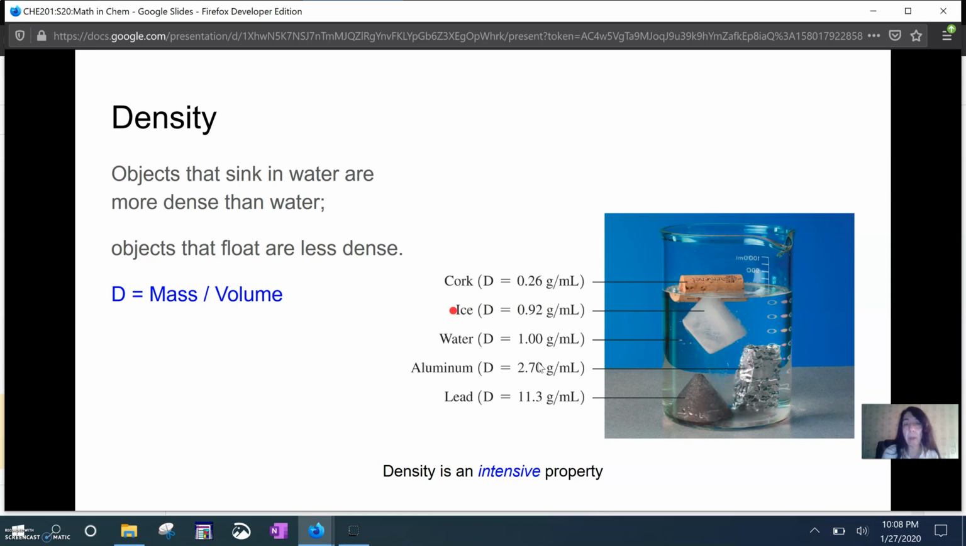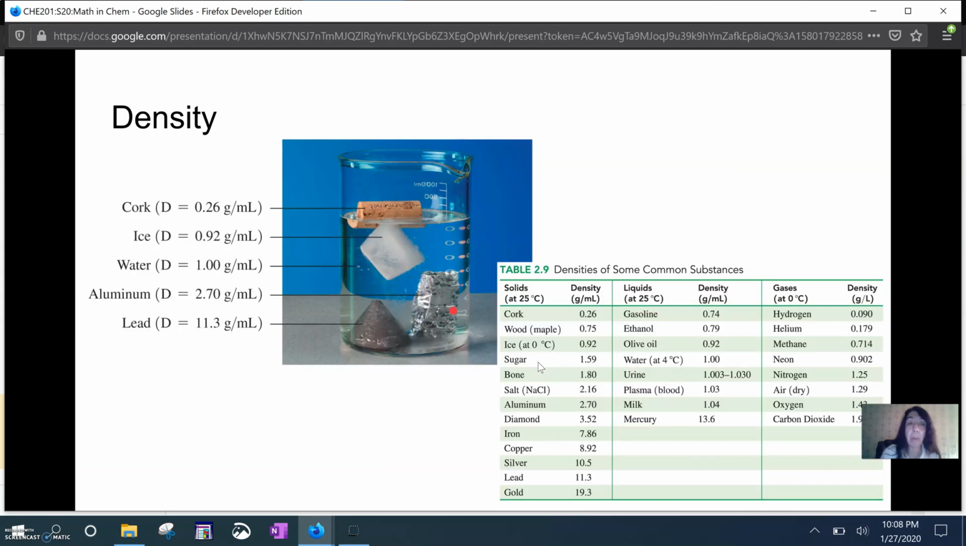Objects all have different densities, and you can put them in water, and you see here the different densities of things. So if something has a greater density than water, like lead, it'll sink to the bottom. If you have a smaller density than water, like cork, it'll float on top. Ice is sort of near the top, but it's not quite as dense as water. Water is 1, and then aluminum would be somewhere lower as well, but not as dense as lead. So you can look at different densities and do different calculations and different problems that way.